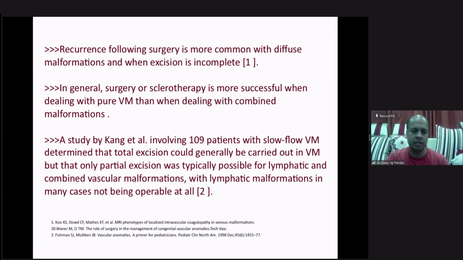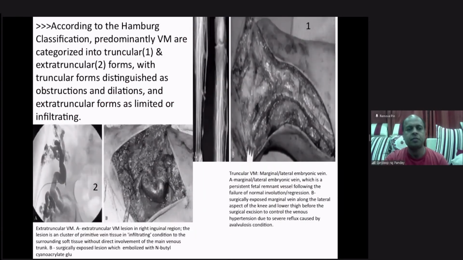AVM or lymphovenous malformation. A study by Kang and colleagues involving 109 patients with slow-flow malformations determined that total excision could generally be carried out in venous malformation, but that only partial excision was typically possible for lymphatic and combined vascular malformations, with lymphatic malformation in many cases not being operable at all.